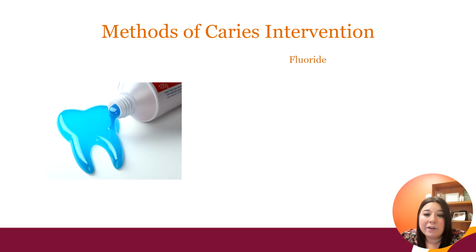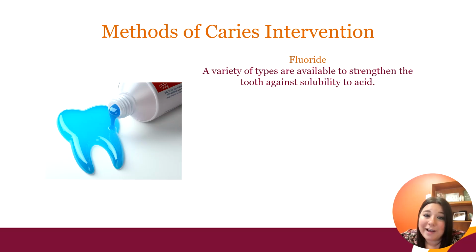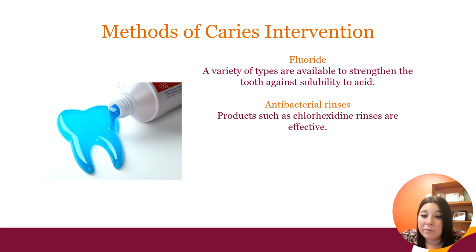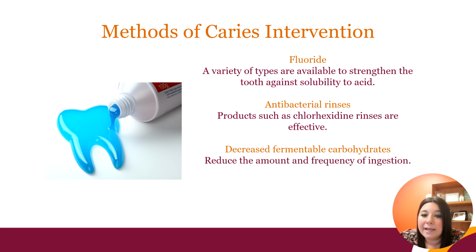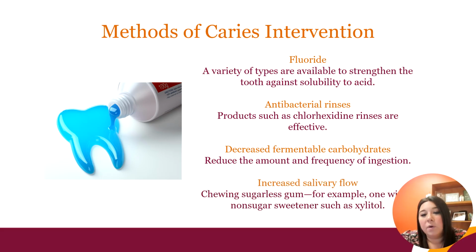Methods of caries intervention. So fluoride is always great at caries intervention. There's a variety of types available to strengthen the tooth against solubility to acid. There are antibacterial rinses, different mouth rinses, chlorhexidine, even things like Listerine. Decreased fermentable carbohydrates, so eating less sugar and reducing the risk of ingestion of those. And increased salivary flow. So chewing sugarless gum helps improve how much saliva you have, especially things like xylitol.